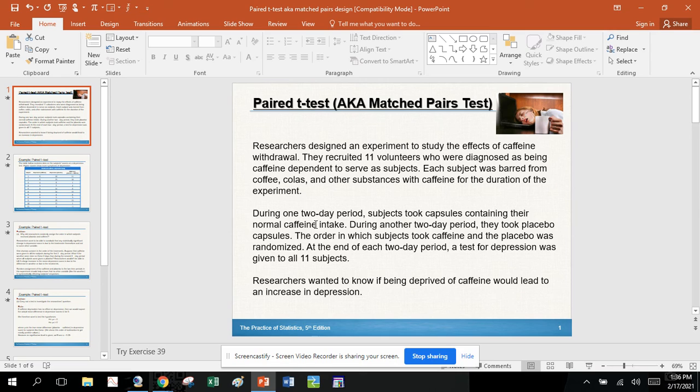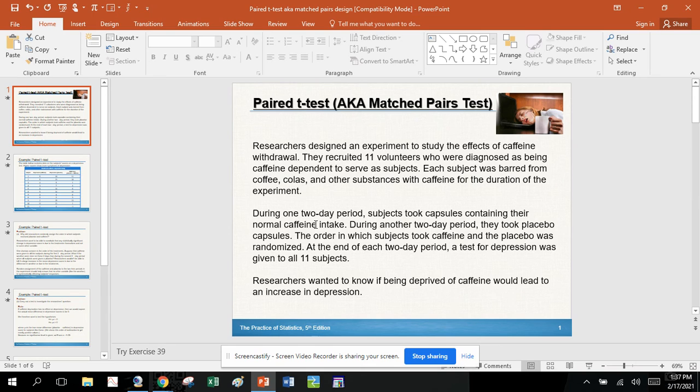So in this example, we're looking at researchers, and they designed an experiment to study the effects of caffeine withdrawal. They recruited 11 volunteers who were diagnosed as being caffeine dependent to serve as subjects. And then each subject was barred from coffee, colas, or any other substance that might have caffeine in it for the duration of the experiment. Now, during the 2-day period, subjects took capsules containing their normal caffeine intake, and then during another 2-day period, they took placebo capsules.